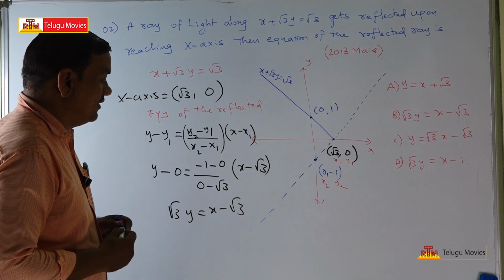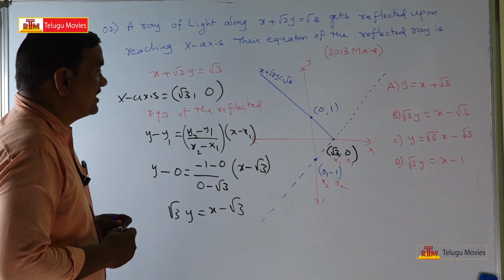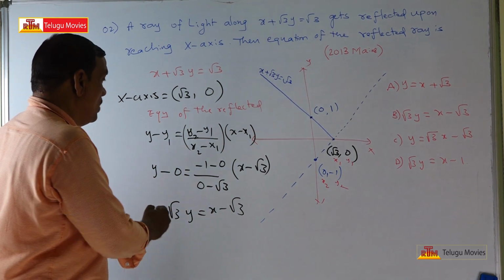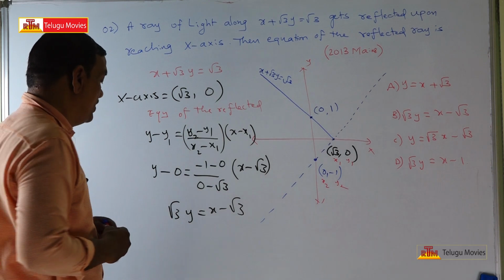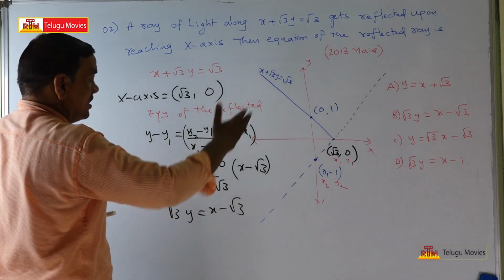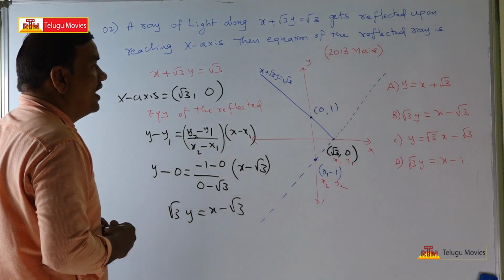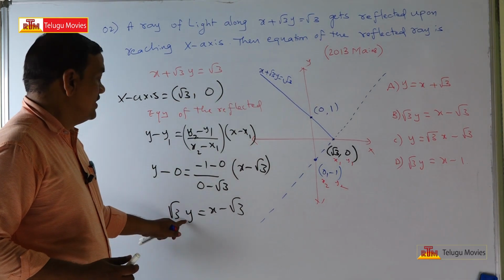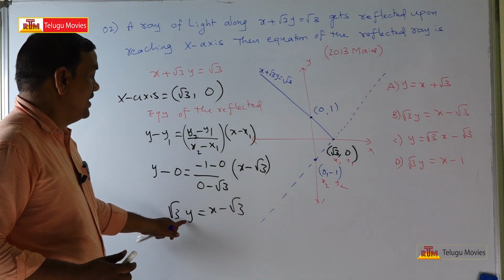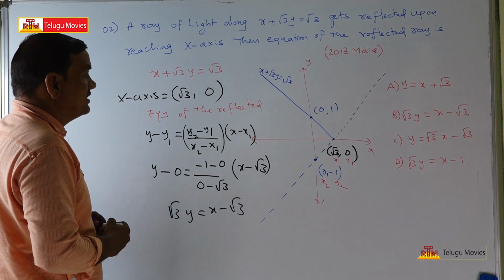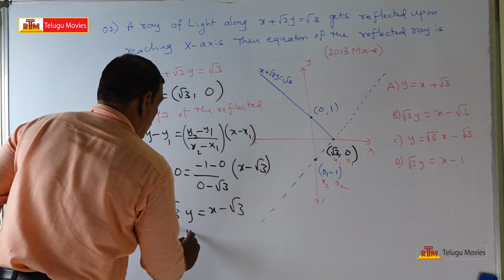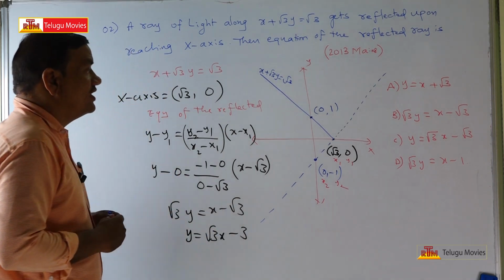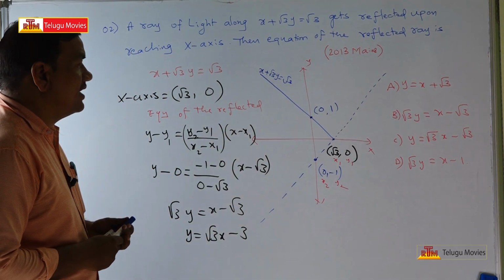So where is the answer? x minus root 3. If you observe, you multiply with root 3, and you will get the answer. So this is equal to x, and y is equal to root 3x minus 3.